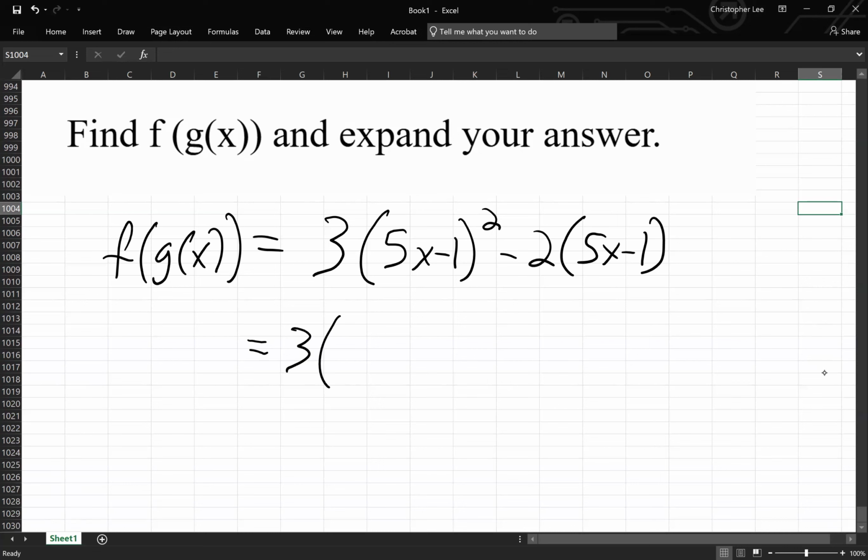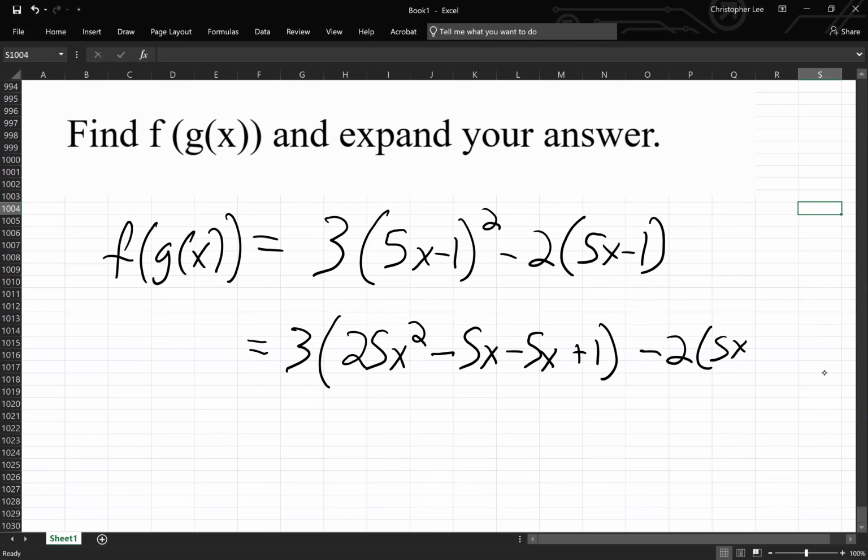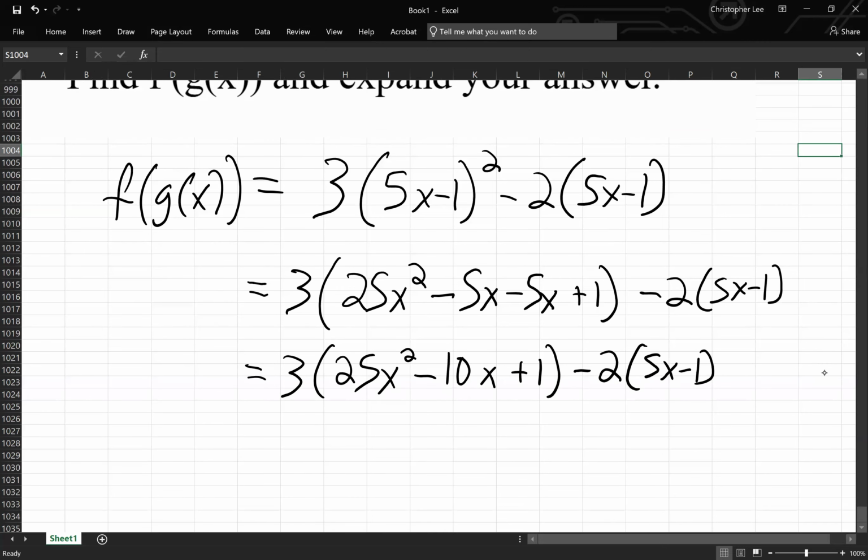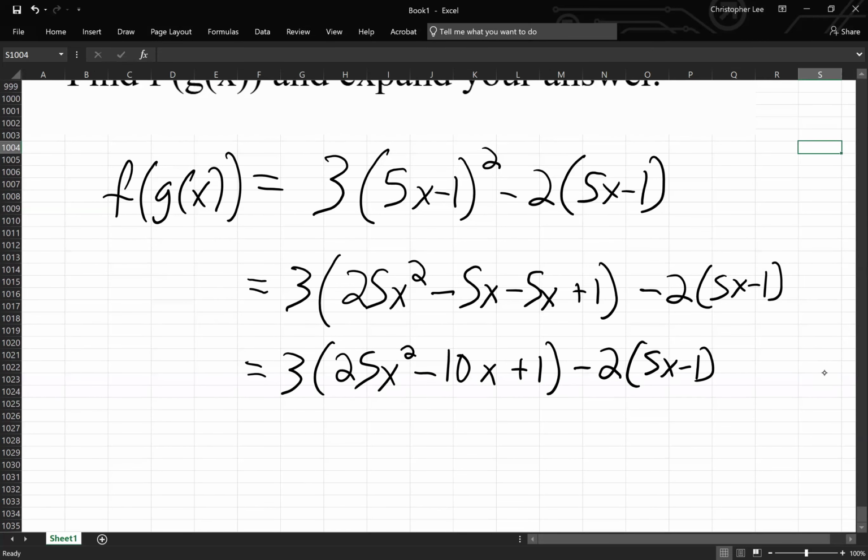So this is 3 times, what's that? 25x squared, right? Minus 5x minus 5x, plus one, right? And then we have minus 2 times 5x minus 1. Combining like terms, I have 3 times 25x squared minus 10x plus 1, minus 2 times 5x minus 1. All fun stuff from here, right? Distribute the 3, distribute the 2, combine like terms, we're done, right?